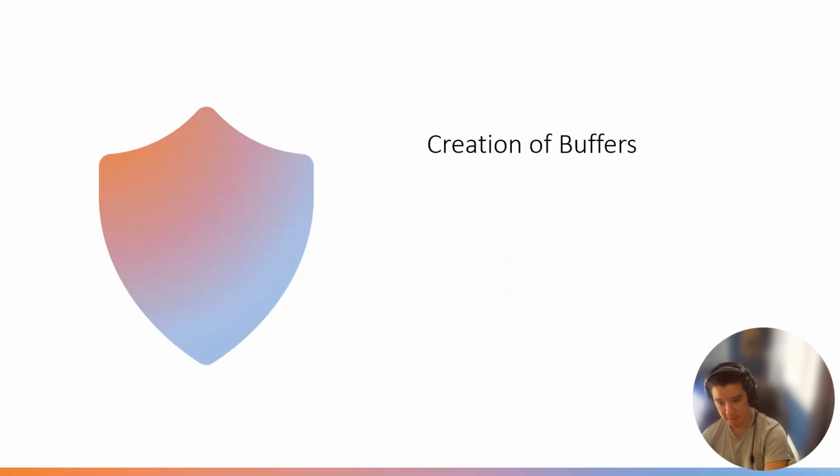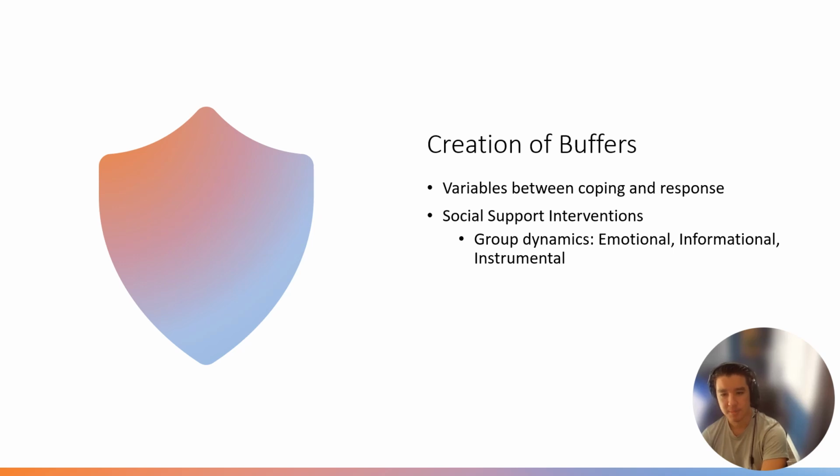So CBT also has an answer for this. We can create some buffers. Again, this is the variable between coping and response. So some ideas are social support interventions. CBT is big on this idea called behavioral activation, which we'll talk about later, but it's engaging in activities that you enjoy and enjoying them in the moment to remove some of the maladaptive tunneling that we do, the rabbit holing.